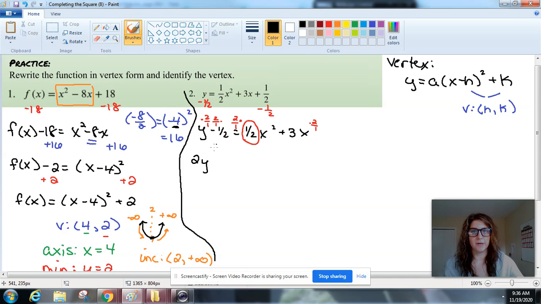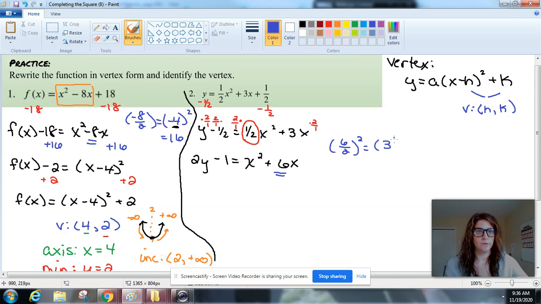So this becomes 2y. 2 over 1 times the negative 1/2 is a negative 1. 2 over 1 times 1/2 is the positive 1 that we wanted. 3 times 2 over 1 is 6. Okay, from here, there's my b value. So 6 over 2 and square it. So 3 squared, which is 9. So I'm going to add 9 into both sides. I get 2y plus 8 equals x plus 3 squared.